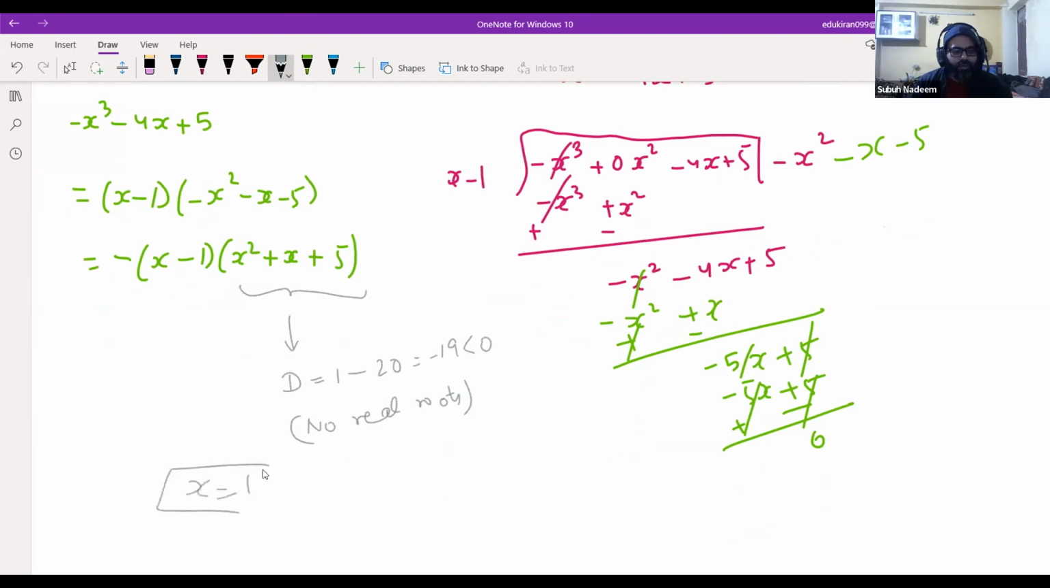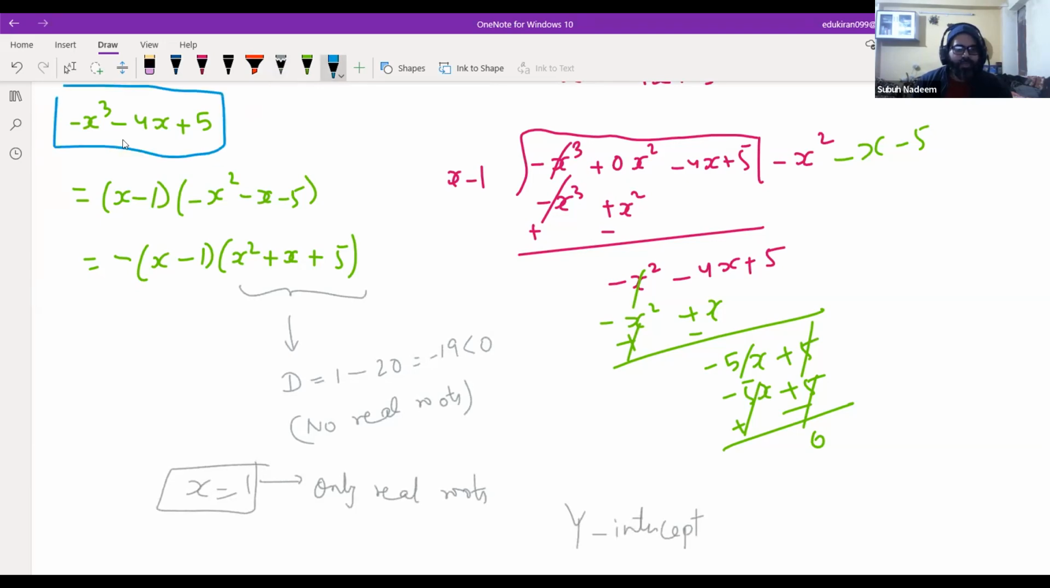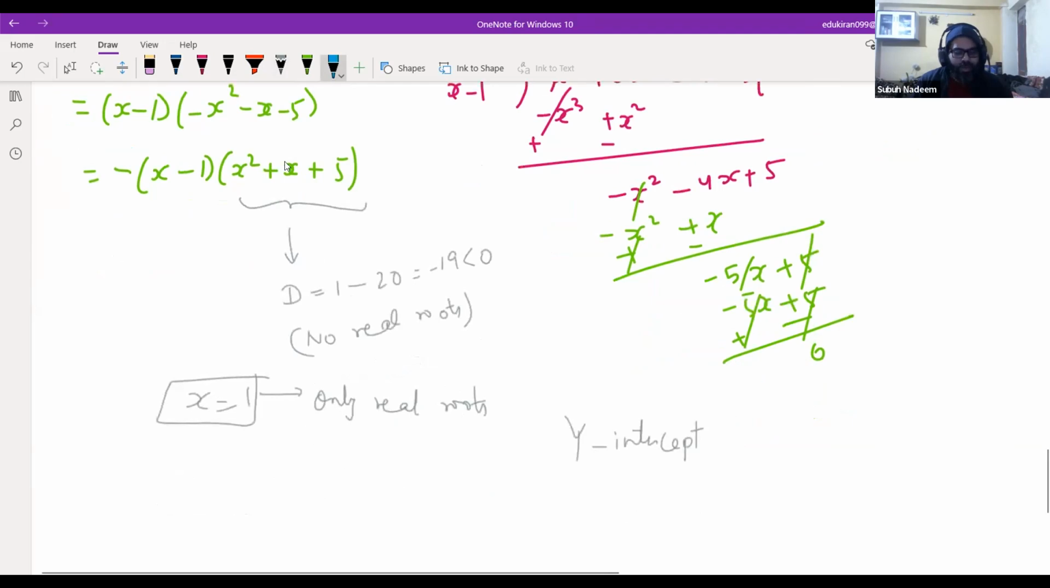So this is the only real root. Now, if you talk about the y-intercept, it is obtained simply by taking this polynomial p(x), which is minus x cube minus 4x plus 5, and putting x as 0. So it will become 5. So p of 0 is 5. So this is the y-intercept.